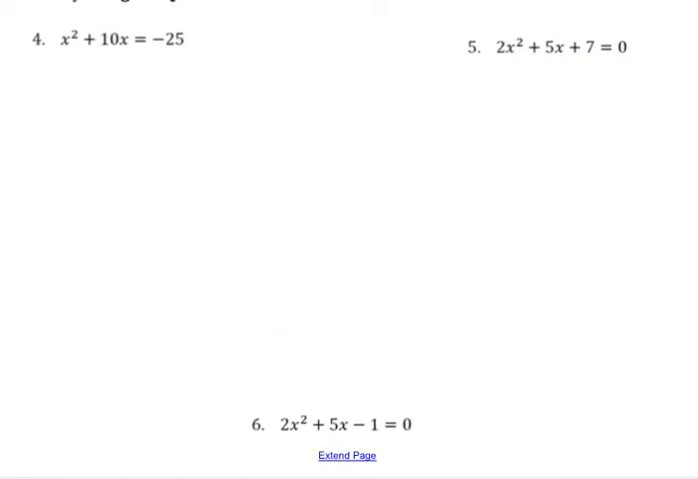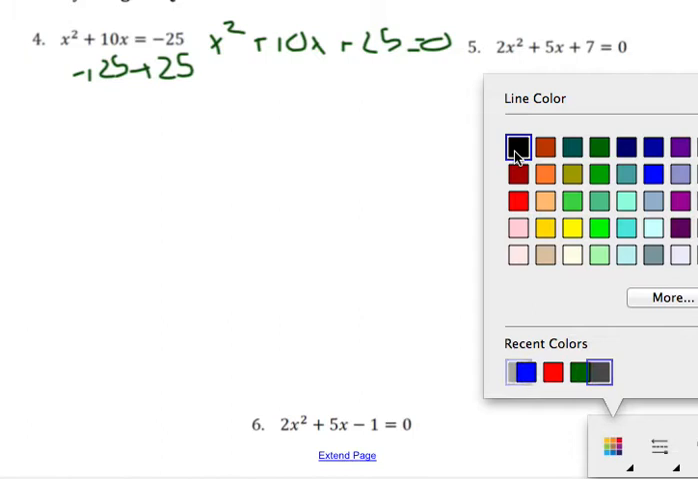Okay, so let's take a look at number 4. First of all, it's not set equal to 0. In order for us to solve it using the quadratic formula, it needs to be set equal to 0. So I'm going to start by adding 25 to both sides. Then I get x squared plus 10x plus 25 is equal to 0. Now I'm ready to use the quadratic formula.